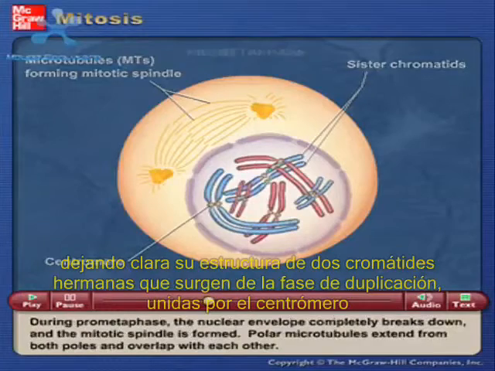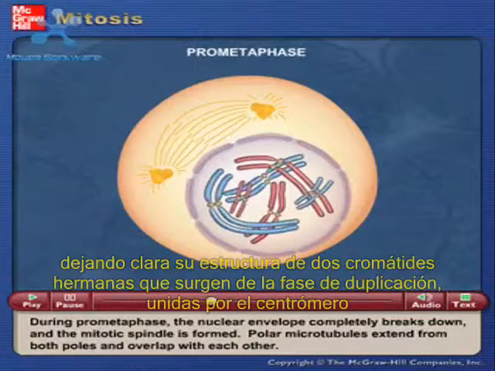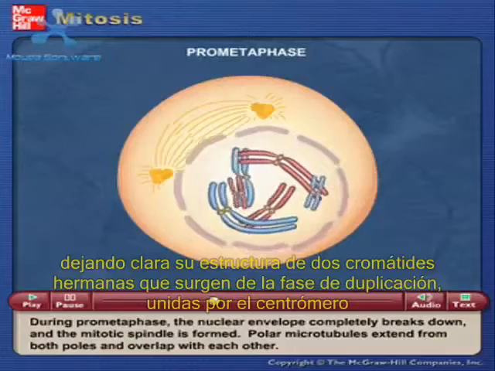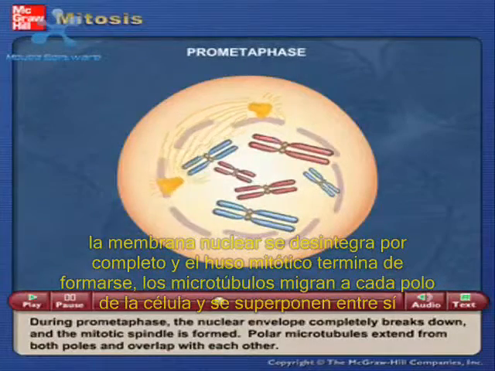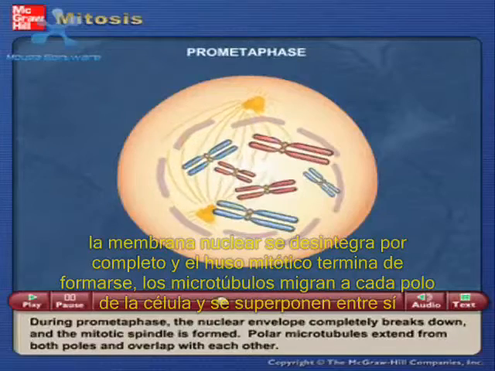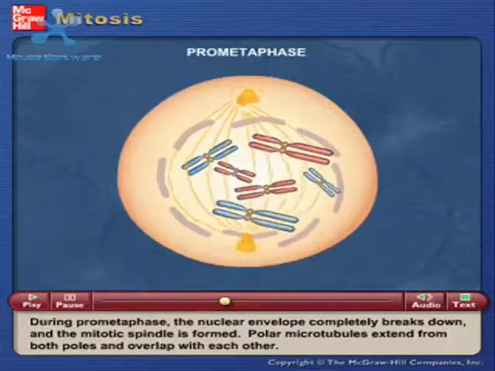Chromosomes completely condense such that sister chromatids, formed from the replicated genetic information and joined at their centromeres, are clearly visible. During prometaphase, the nuclear envelope completely breaks down and the mitotic spindle is formed. Polar microtubules extend from both poles and overlap with each other.